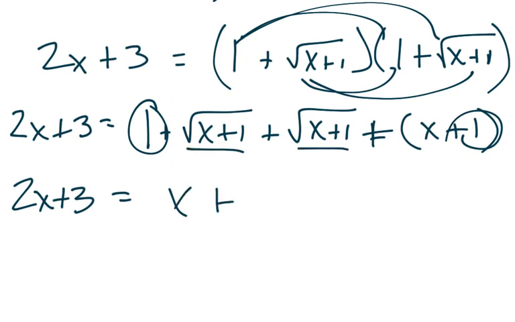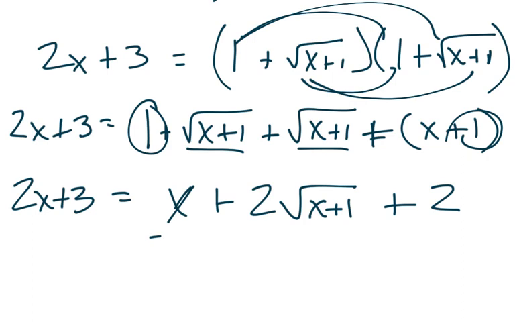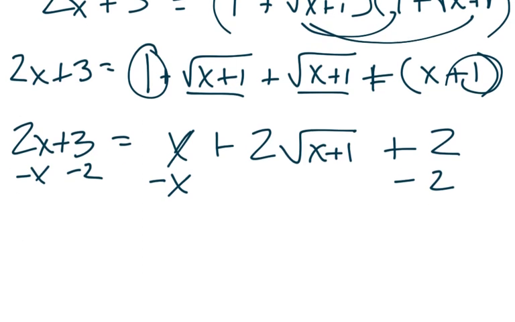And then I've got 2 of these, and then a plus 2. All right? So I still have a radical involved. All right? Well, I want to get that radical by itself. So what do I need to do? Well, the first thing, let's subtract x from both sides. And let's subtract 2 from both sides. Let's see what that gives us.